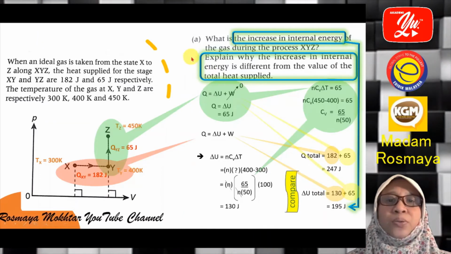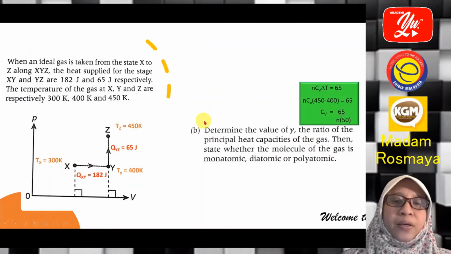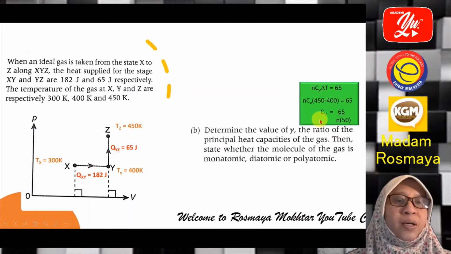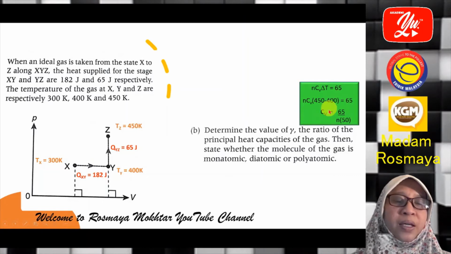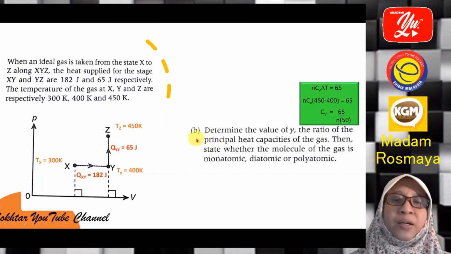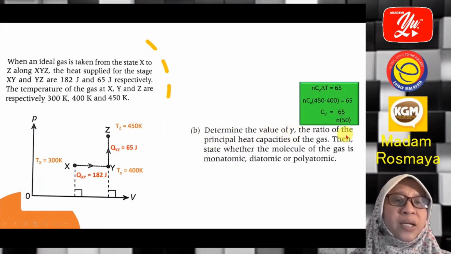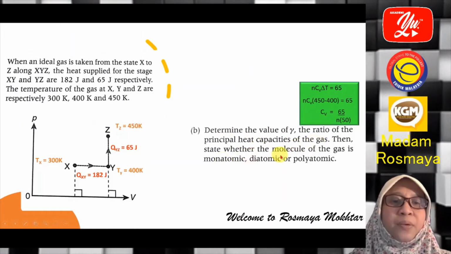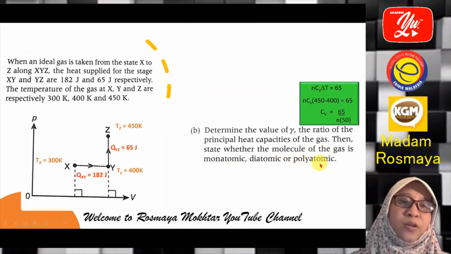So next we go to question B. For question B, we need to use this. So we retain it here, the calculation we made here. So we read question B. Determine the value of gamma. So what is gamma? Gamma is the ratio of the principal heat capacities of the gas. Then state whether the molecule of the gas is monoatomic, diatomic, or polyatomic.